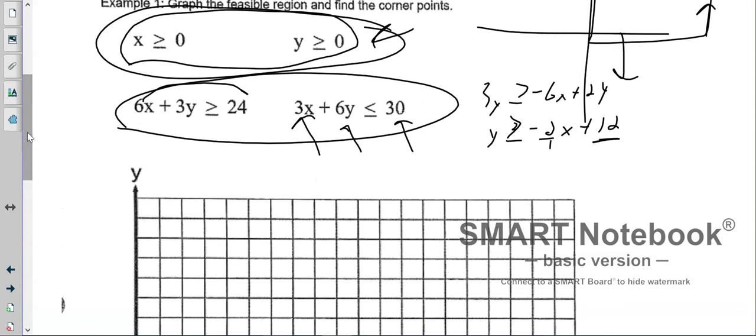Or you can do the cover-up method. If this number and this number are a factor of this number, the cover-up method is awesome. Because you just cover that up, and you solve for y. So 24 divided by 3 is 8. So that means y is 8. So we plugged in a 0 for x and got 8 for y.